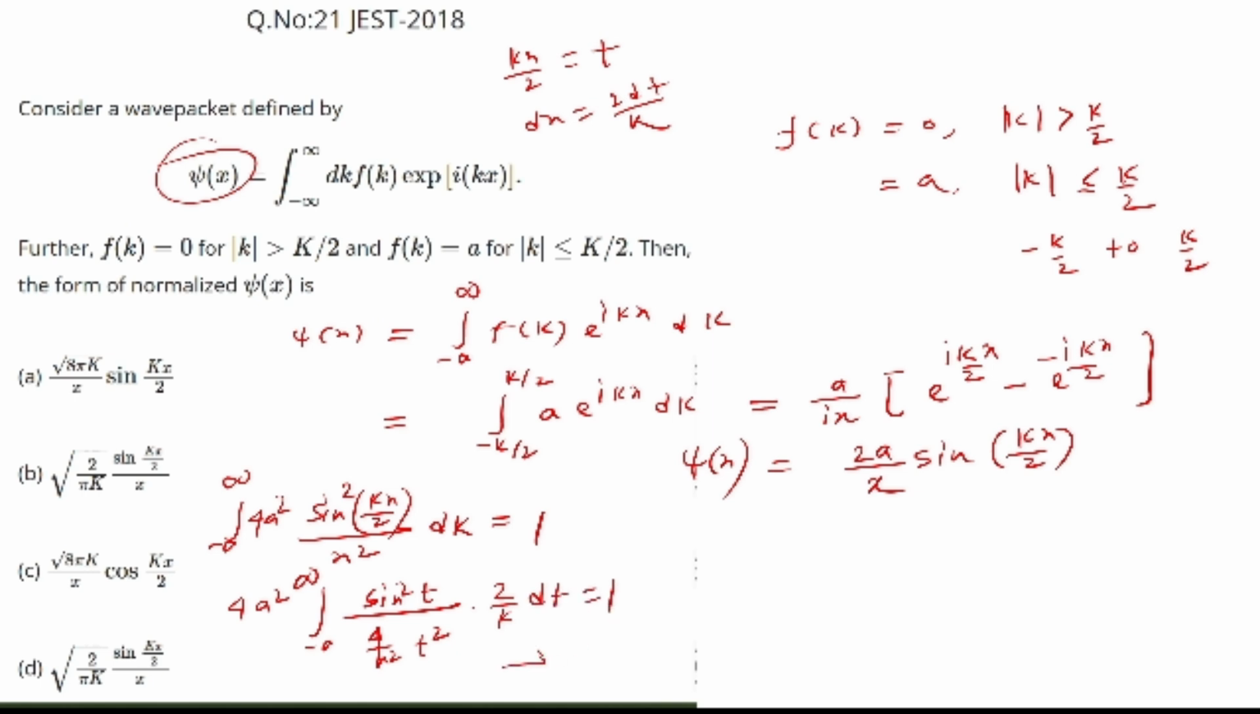From here the 4 cancelled, so only 1 by k remains, so it will be a squared, 2a squared k, the integral from minus infinity to plus infinity of sine squared t divided by t squared dt. This is a standard integral, so it gives the value pi only.